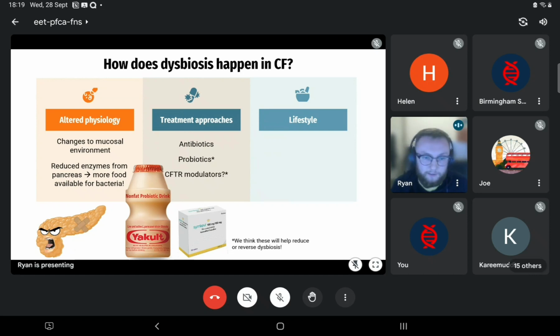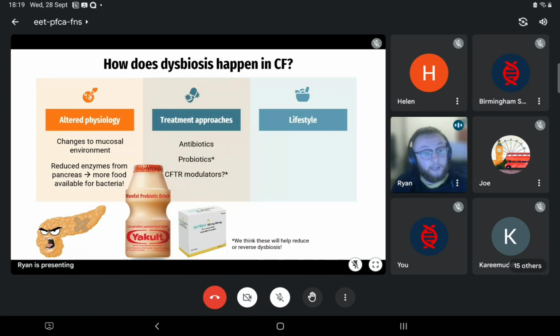And then we have CFTR modulators, which I think Helen will talk to you a bit more about. And they're fancy new drugs that, if you remember that first or second slide I showed you, where I showed you about the DNA and the protein made and the faulty protein doesn't work and the mucus changes because of that.